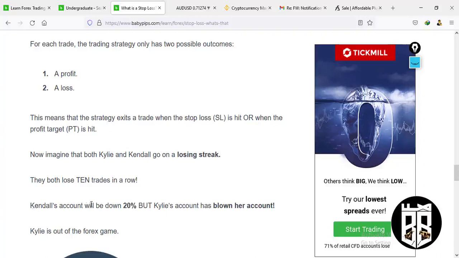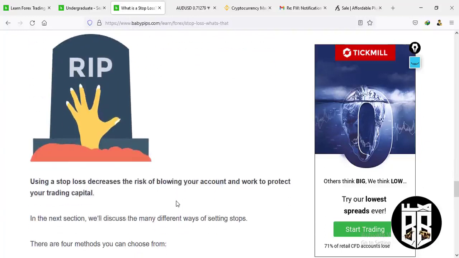Kendall's account will be down by 20% because she's using 2%. So 2 times 10, 20, right? Now Kylie, on the other hand, has blown her account because she's using 20%. Now 20 times 10, that's 100. Her account is gone. So we have to give her rest in peace.